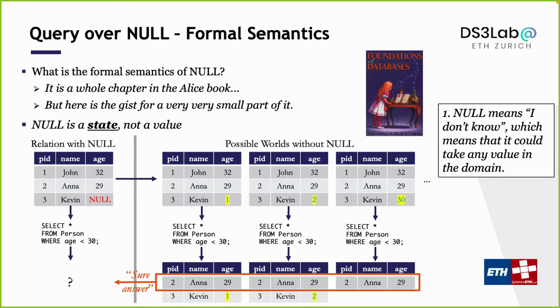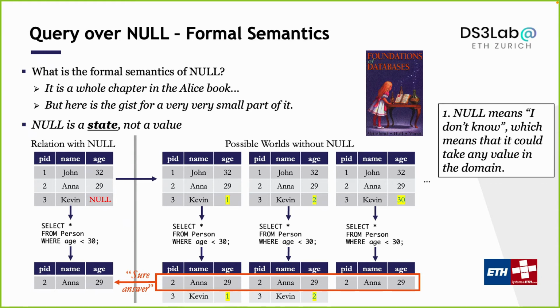In this case, it's a tuple corresponding to Anna, right? I don't care what value you put into your null state. In all the possible worlds, that tuple is going to be there, so I will return that to you as the answer. Okay? This is a very specific way to model incomplete information and the semantics of how to query incomplete information.